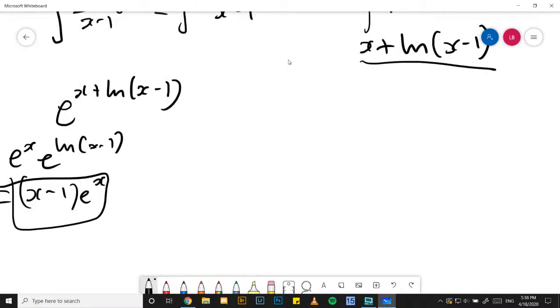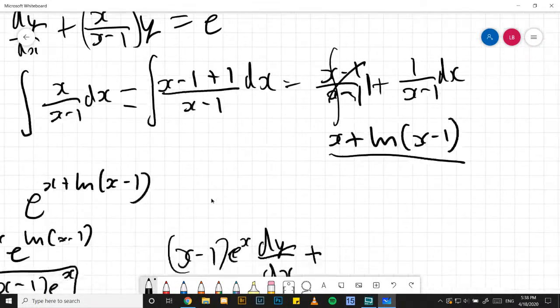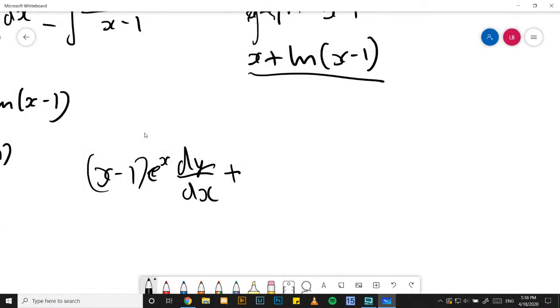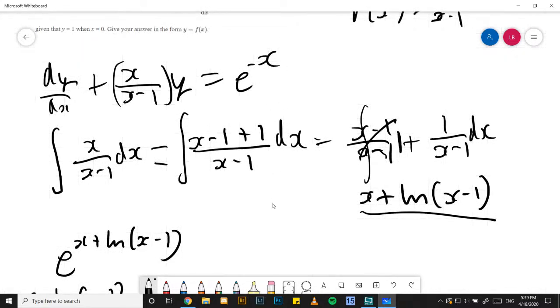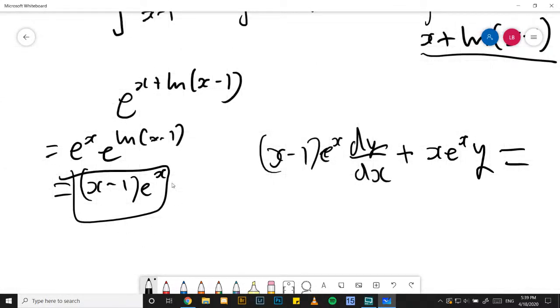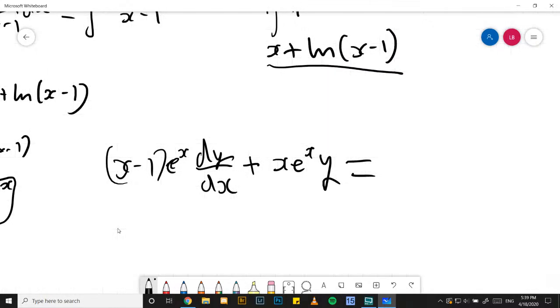So let's go ahead and do that. We first multiply the first part, so that's x minus 1 e to the x dy dx. Plus, then we get x over x minus 1 times y times our integrating factor, which simplifies into x e to the x y. And then the final portion, e to the negative x times x, times the integrating factor, the e to the x and the e to the negative x cancel out, and it'll just leave you with x minus 1. So this is what your function looks like.